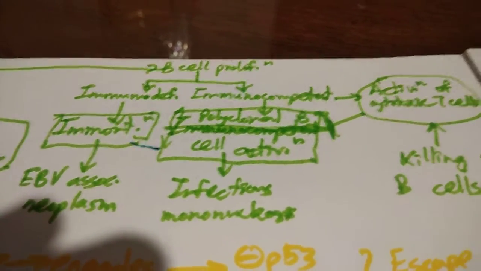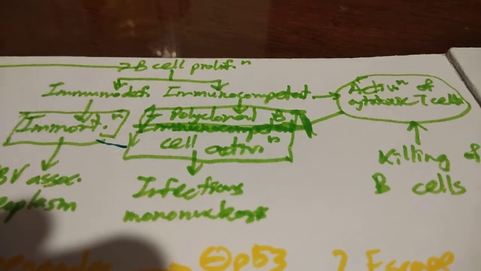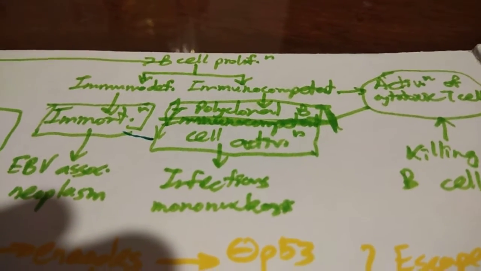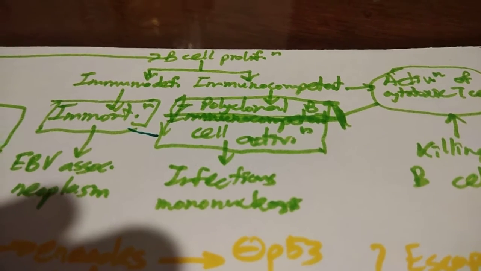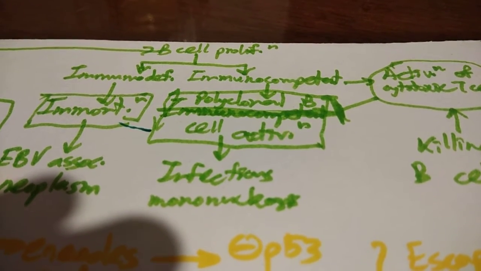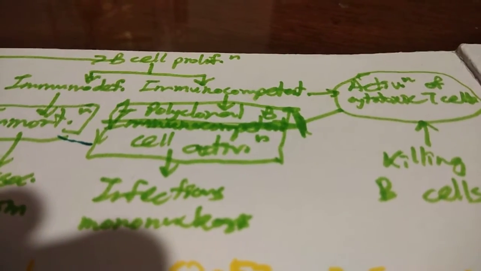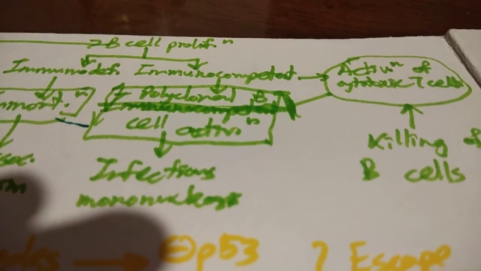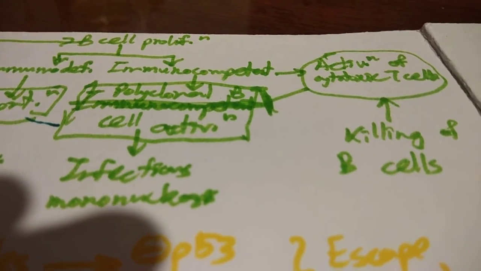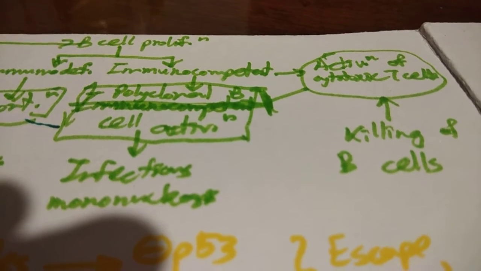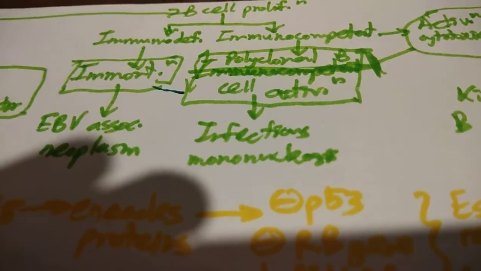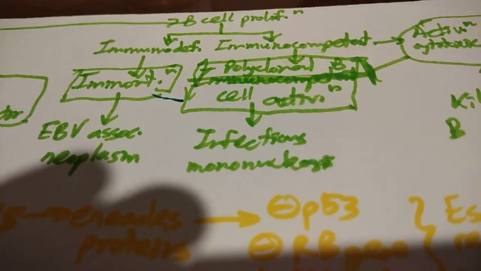And now in an immunocompetent state, there's activation of cytotoxic T cells, which has a feedback loop with polyclonal B cell activation, because the B cell proliferation causes polyclonal B cell activation, and all this can trigger cytotoxic T cell activation. And so as a result, there's killing of B cells by cytotoxic T cells. Then later on, when that decreases, it has an inhibitory effect on the polyclonal B cells. And the polyclonal B cells, when they get activated by themselves without T cells killing them, can cause infectious mononucleosis.